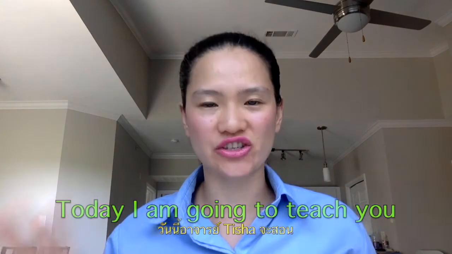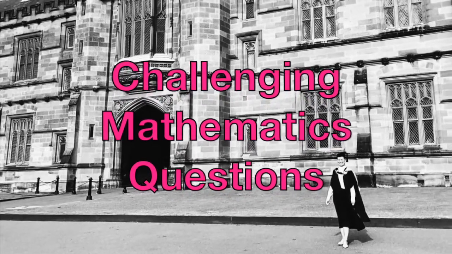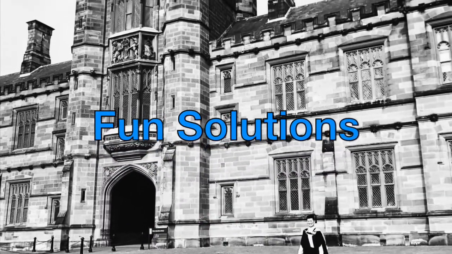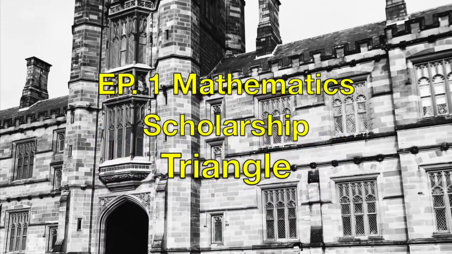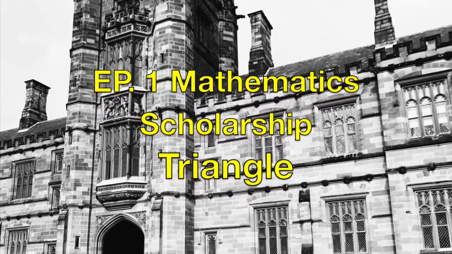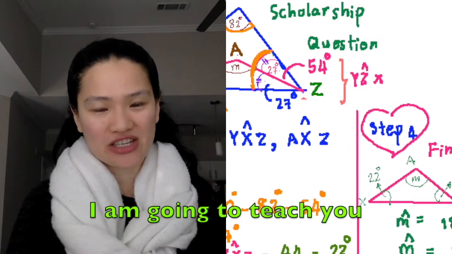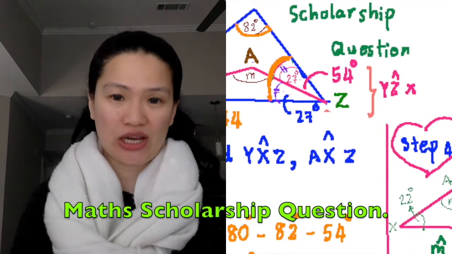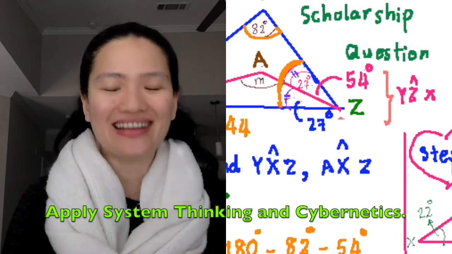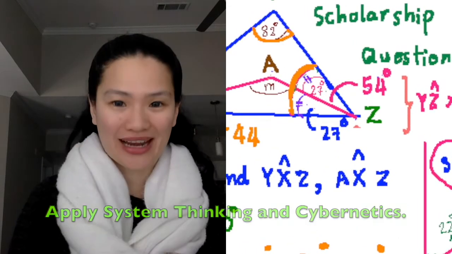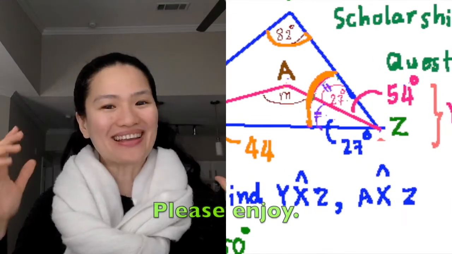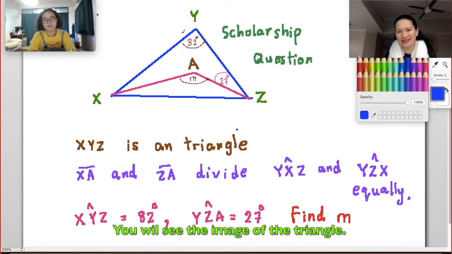Today, I'm going to teach you how to solve mathematics problems. This one is a scholarship question. I'm going to apply systems thinking and cybernetics math science concepts to analyze the problem. Please enjoy. You will see the triangle look like this one.